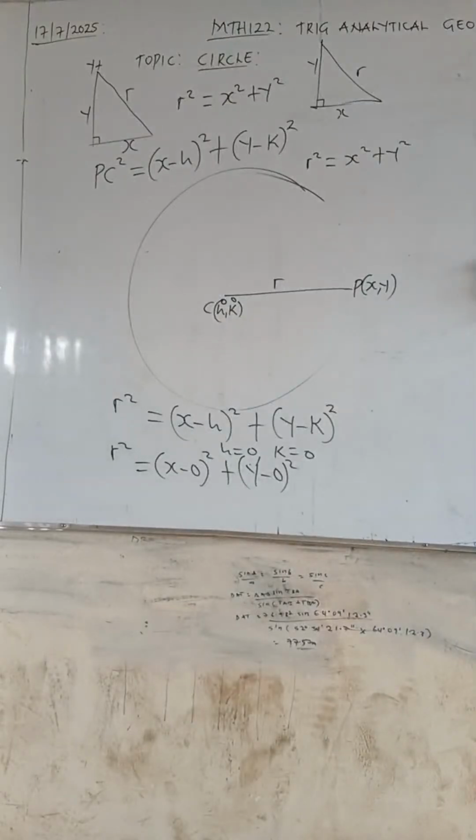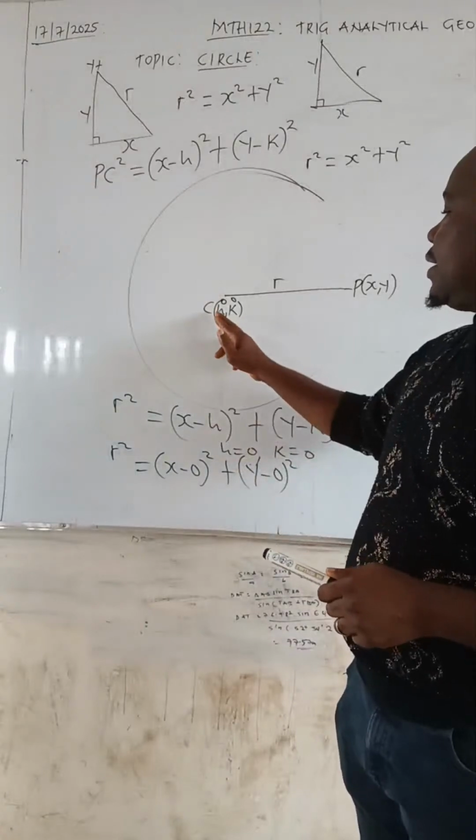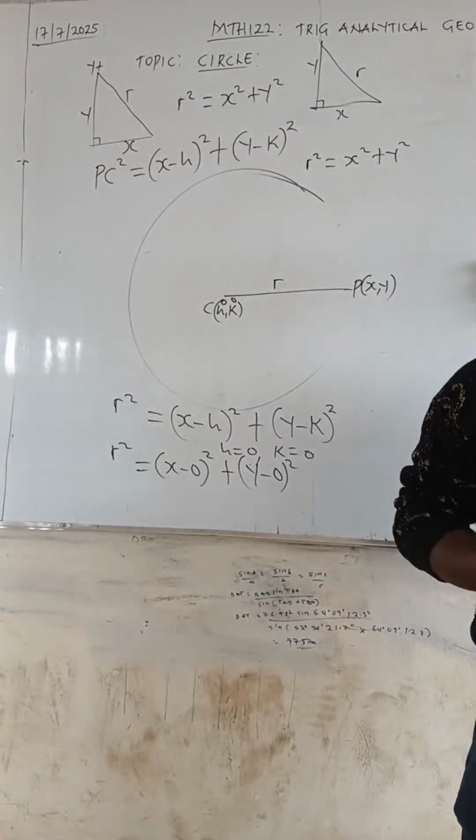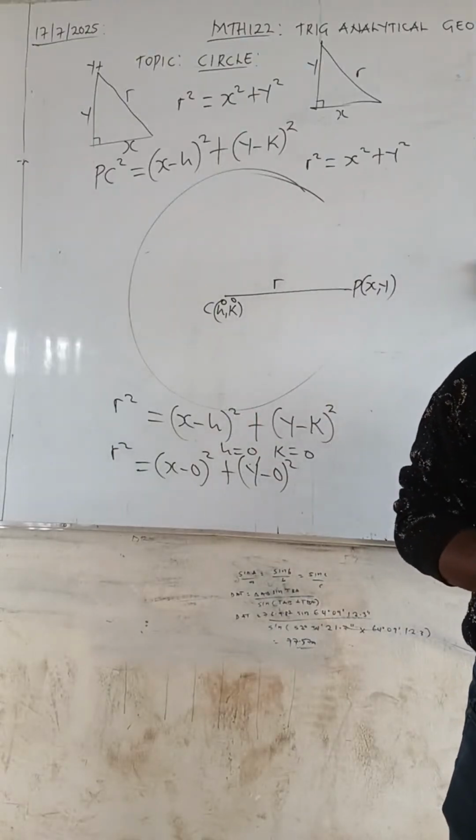We just assume it can be any alphabet. You understand? Not necessarily H and K. It can be any alphabet. In some textbooks, you might even see Z, or T. Is that clear? Not necessarily, you understand?